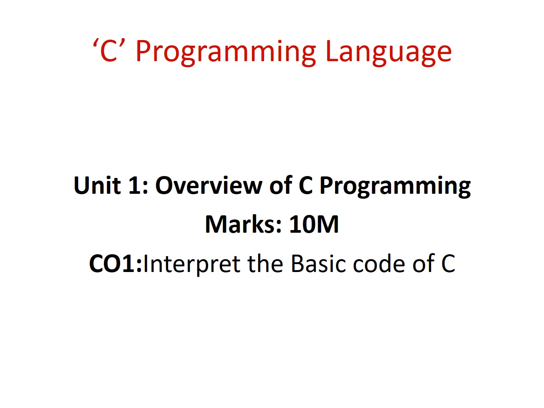Now let us see. In this video, I am going to explain Unit 1, that is Overview of C Programming, and marks weightage for this is 10 marks, and it is related to first CO, that is Interpret the basic code of C.